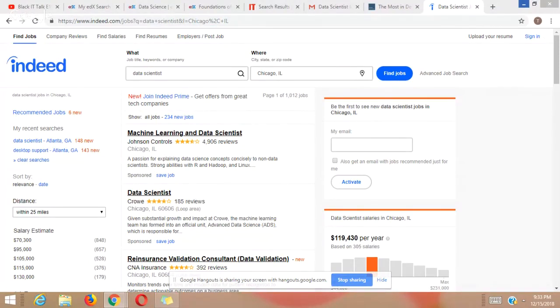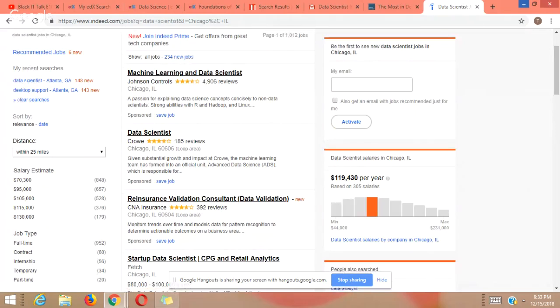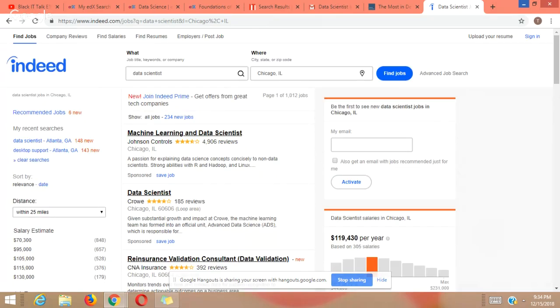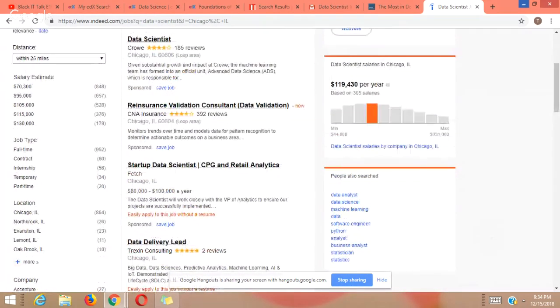Let's look at Chicago for another, as a non-southern city, right? It's in the Midwest. It's saying it right here as a barometer. Data scientist salaries in Chicago, $119,430. So we know, just based off of these statistics, that it's a very lucrative position. Now that 119 is more toward the minimum. It's closer to the minimum than it is to the maximum, because you start getting into PhDs and stuff like that. That's who that max is about.